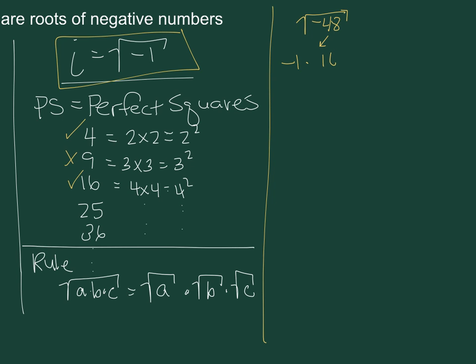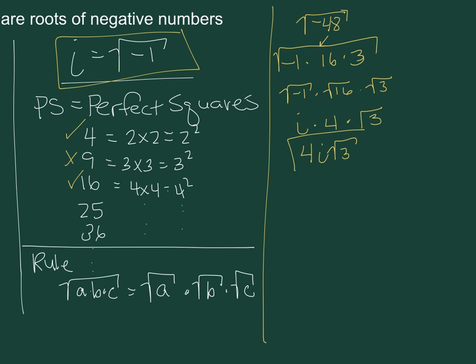So there's my perfect square, and my remaining factor is simply 3. So negative 1 times 16 times 3 gives me negative 48. Now, everything's got a square root over all of it, which means I can say square root of negative 1, square root of 16, times square root of 3. Square root of negative 1 I know is i, square root of 16 is 4, square root of 3 is simply square root of 3. I've got to make it look pretty, so 4i square root 3, and I'm done with that one.